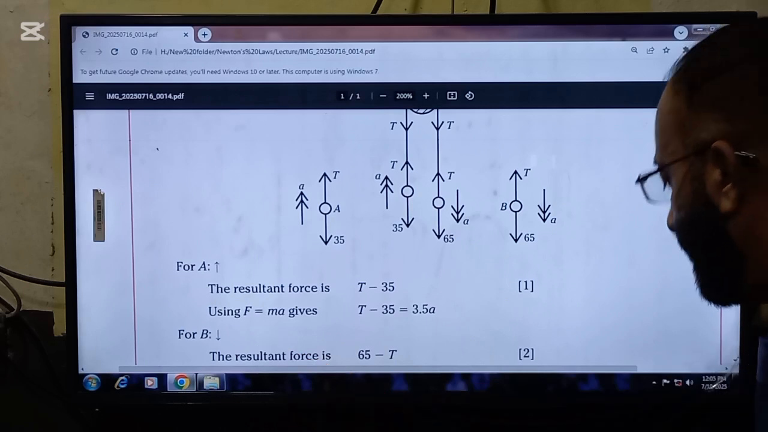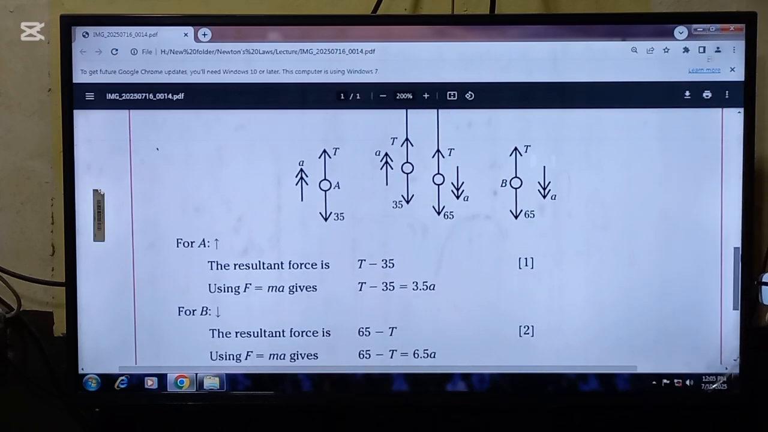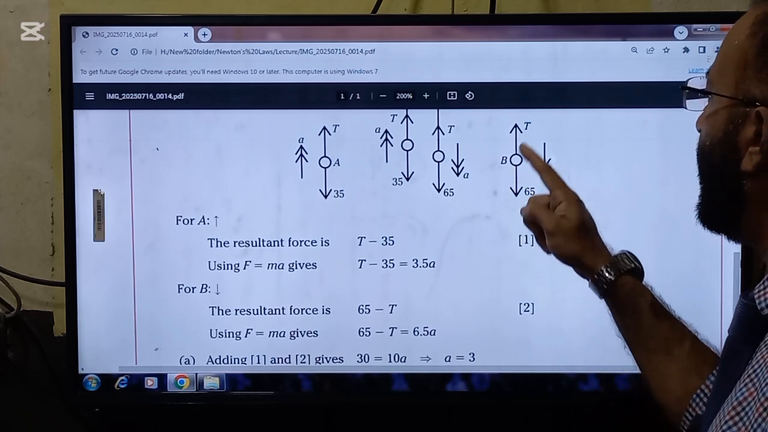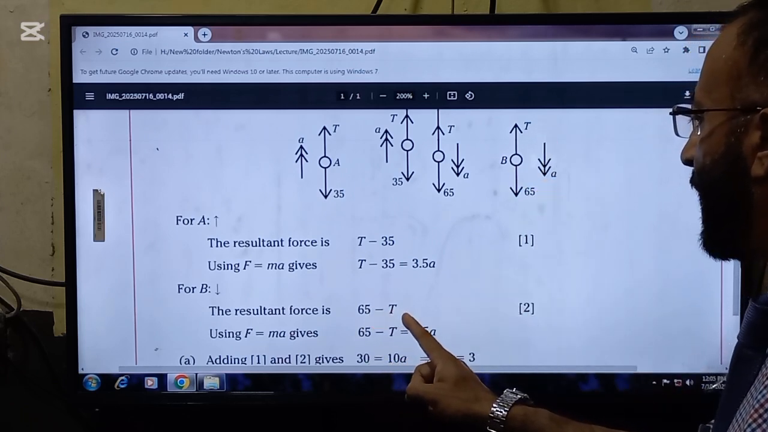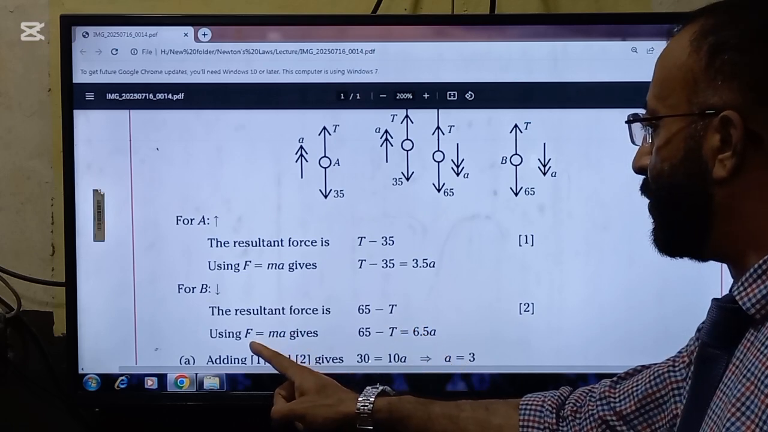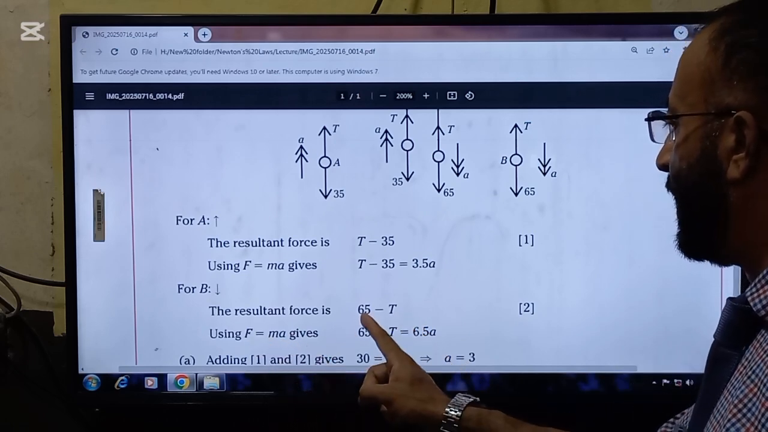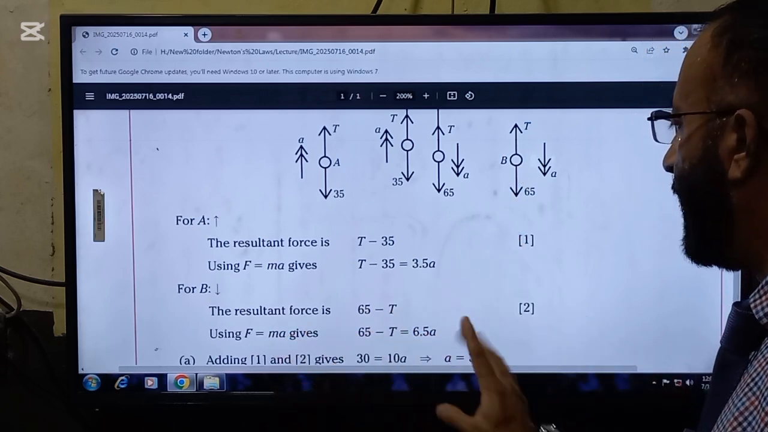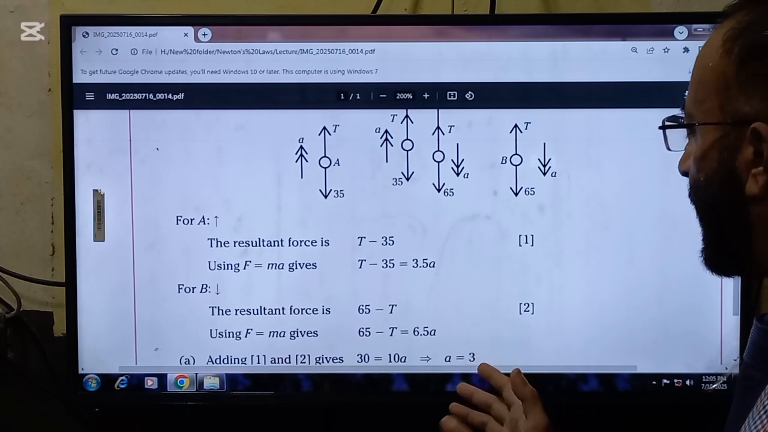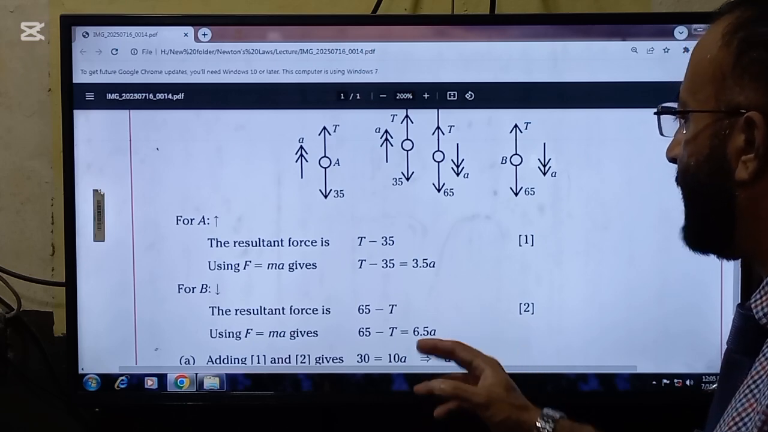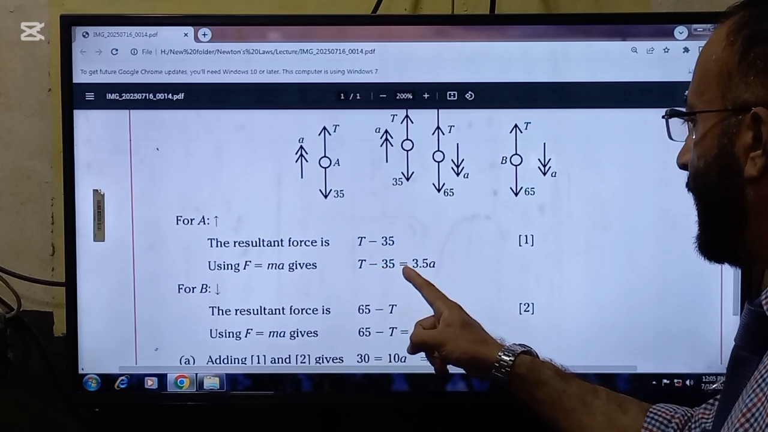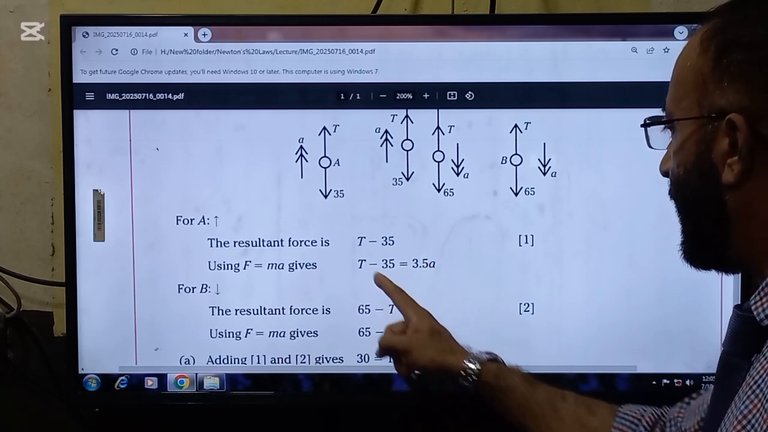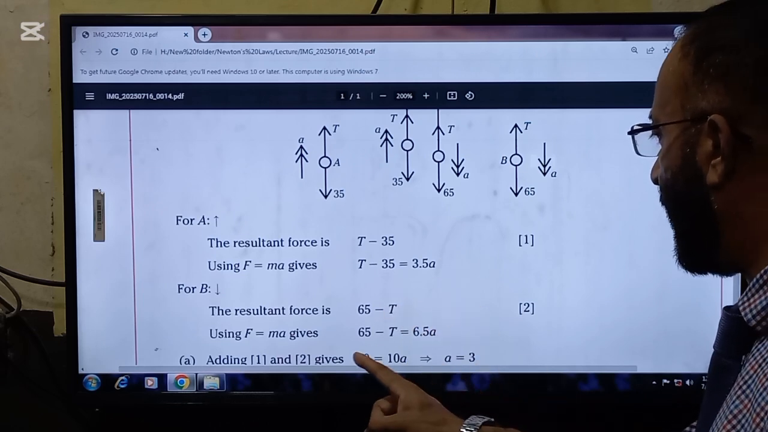Now for body B, because body B will move downward, the weight will be greater than the tension. So 65 minus T will be the resultant force. We are using the formula F is equal to ma. This will be put in place of F. M is 6.5 and a is still there. Because the tension is the same and the acceleration is also the same, there are two methods. You may equate T in both equations, or you may solve these two equations simultaneously. T will be cancelled and a will be left.